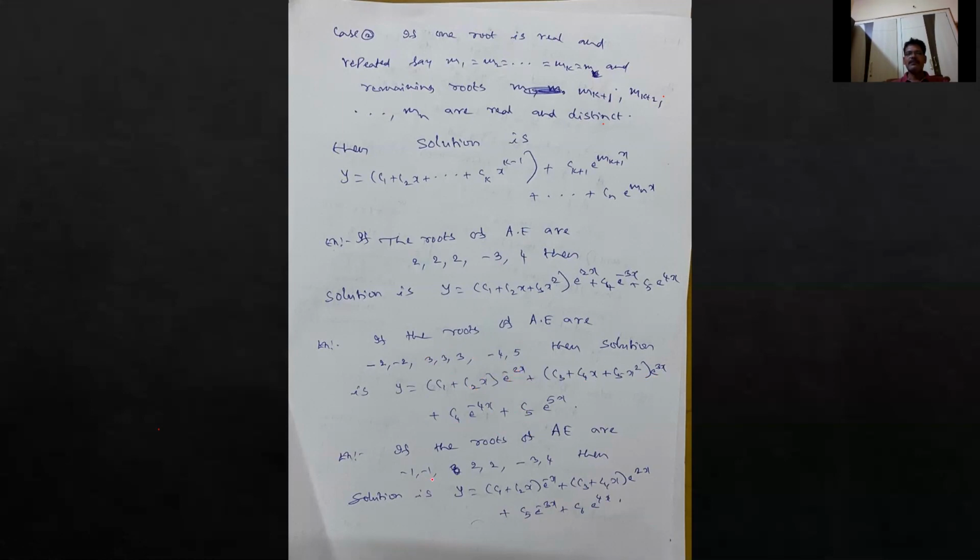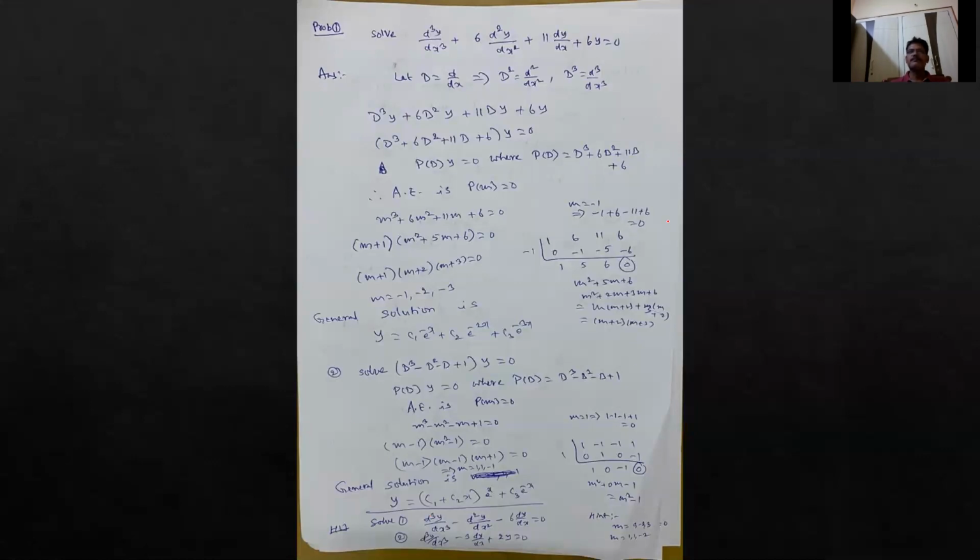Another example: the roots of the auxiliary equation are minus 1, 2, 2, minus 3, 4. Then the solution is y is equal to c1 plus c2x, e power minus x, c3 plus c4x, e power 2x, plus c5 e power minus 3x plus c6 e power 4x. So this is the second case. Because suppose some roots are repeated, we can write like this.